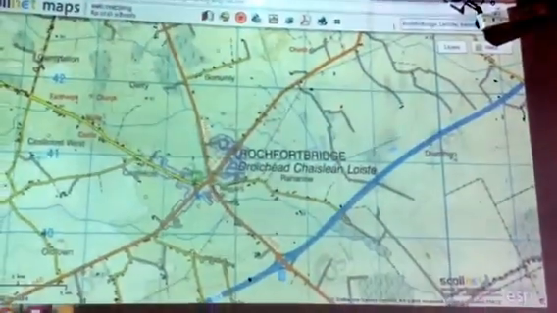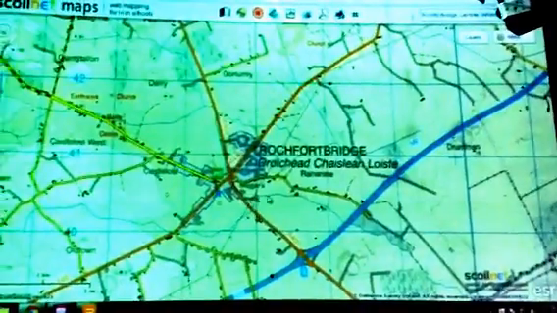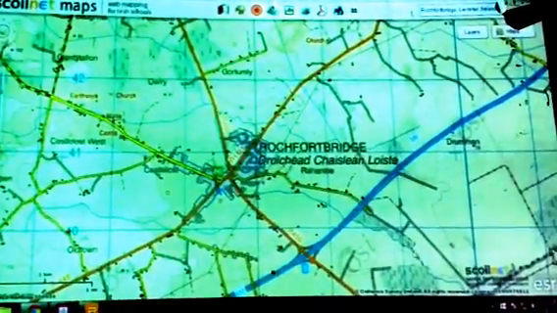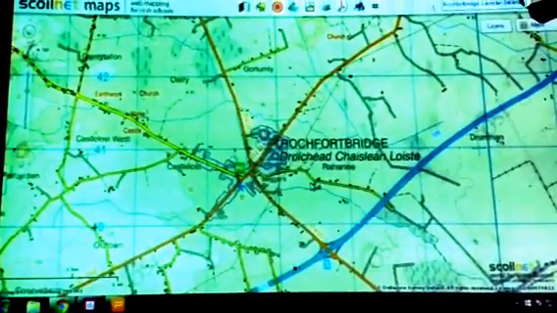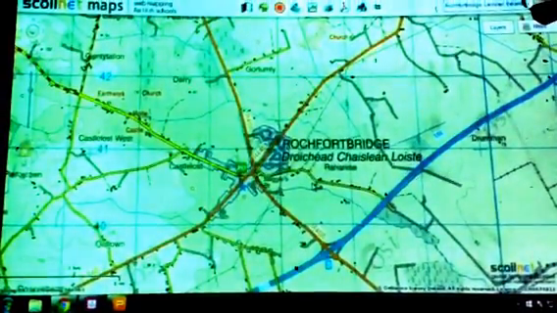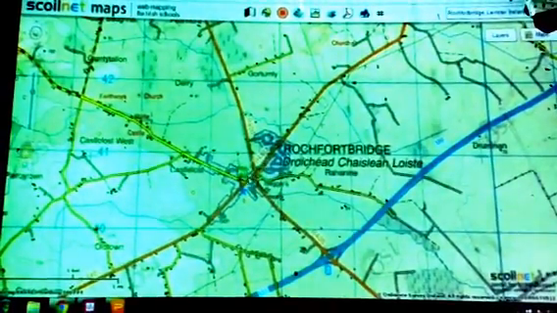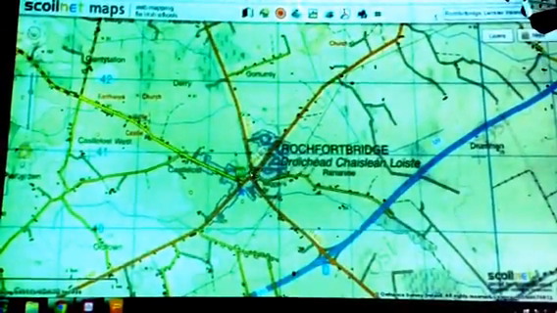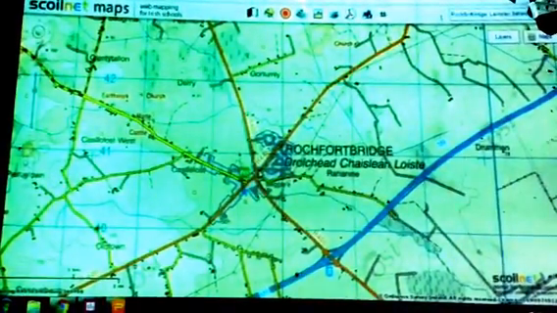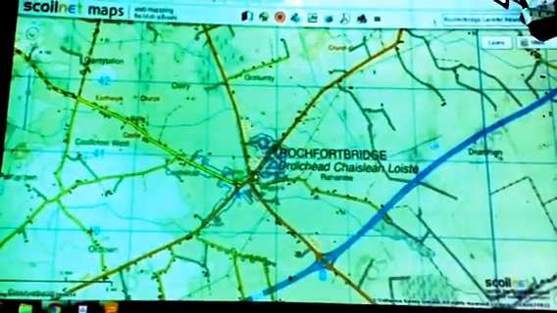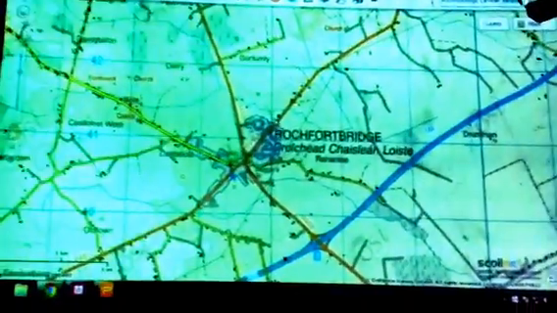So if we look at our map of Rochfortbridge, we can see that the Derry River here flows through Rochfortbridge. Now, the river would have had a huge influence on this settlement. First of all, we can see that the town began at a bridging point on the river. So this was a point on the river where it was narrow enough to build a bridge. And where you have a bridging point, then roads will meet.